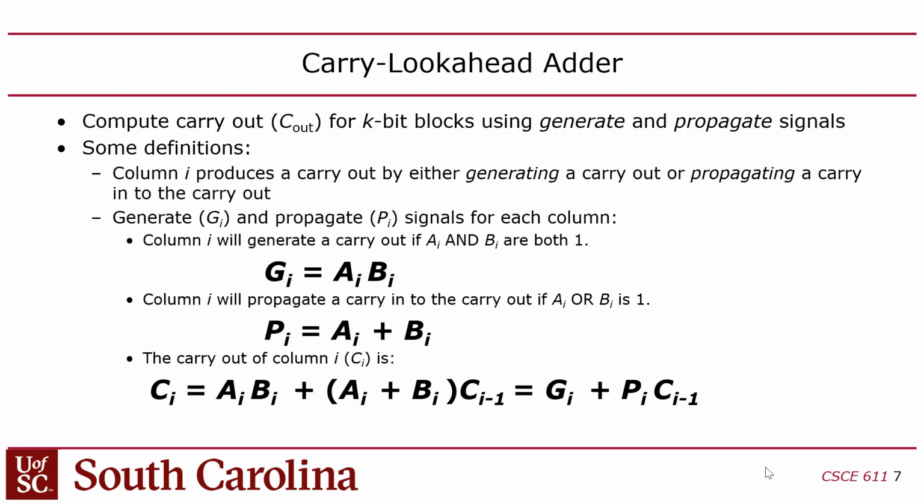So for a single column, the carry-in on column I is going to be the generate on column I minus 1, or a propagate on I minus 1, ANDed with the carry-in on I minus 2. Make sense? But we want to get rid of these carries, so you can replace this with the generate on I minus 2 plus the propagate on I minus 2, ANDed with the carry-in of I minus 2.